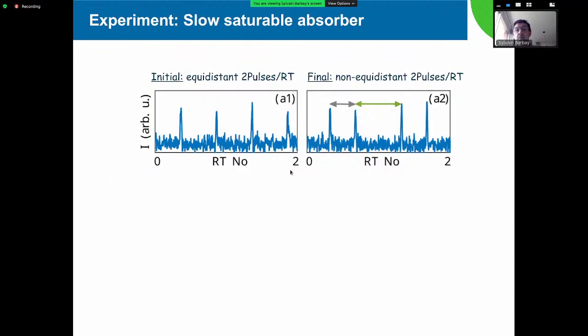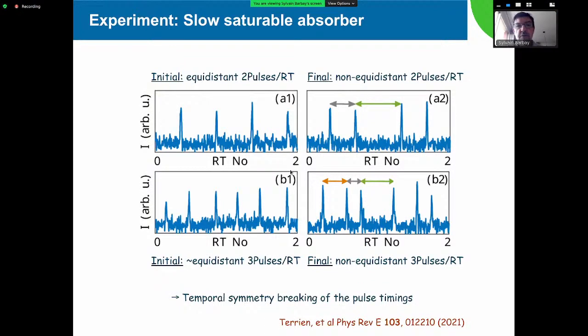Okay, now we have an unusual situation. If you consider the slow saturable absorber system, then what we see is completely different. We see that if we start with the harmonic pulsing solution with equal pulse timing between the pulses, then the final asymptotic regime will be a pulse regime where the pulses don't have the same separation. If you start with 3 pulses per round trip, the same. You start with 3 pulses more or less equally spaced, and then they converge to a situation which is not a harmonic pulsing regime. So we interpret this as a temporal symmetry breaking of the pulse timings.